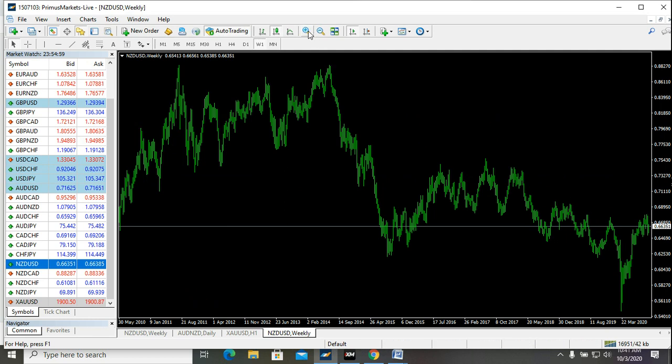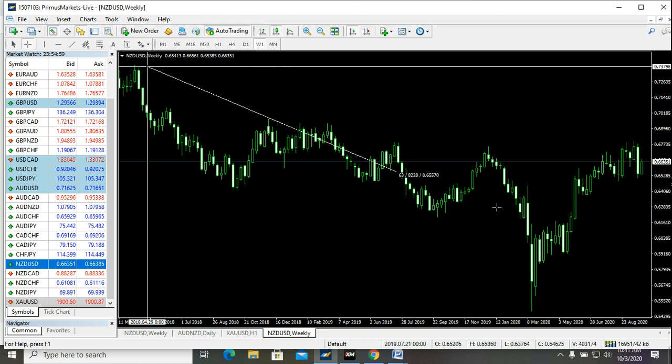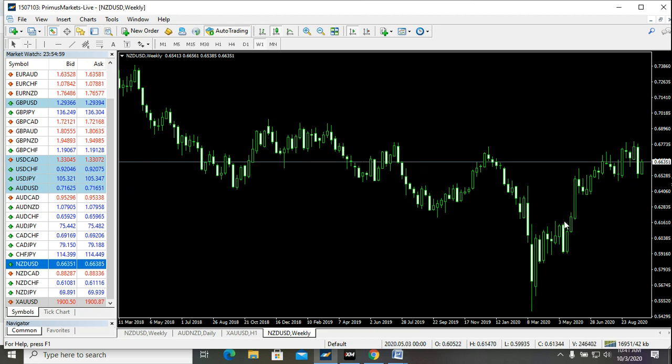But I want to zoom out and then we can look at this nice chart as we see here. Currently this is where NZDUSD is. Now you will see that it made its way down. It came down to this level, and then decided to make a pullback up. Now let's see, when was the lower low?